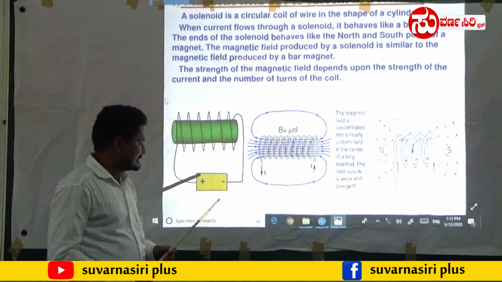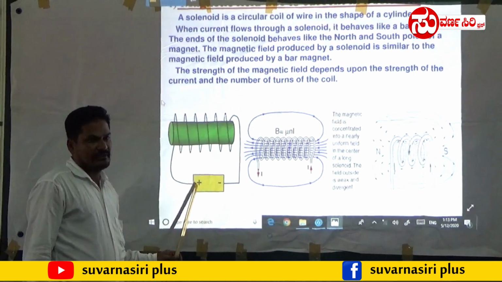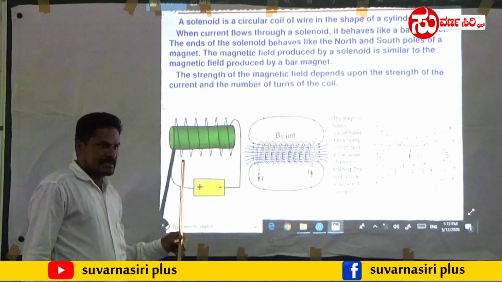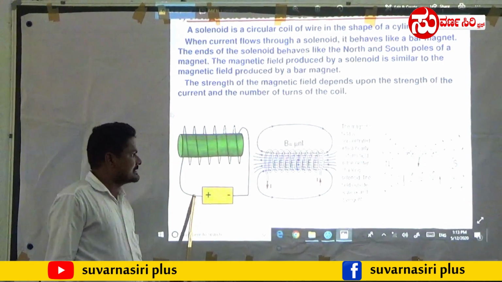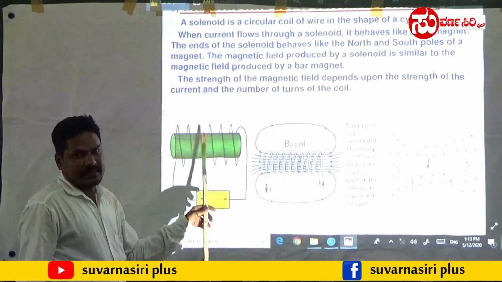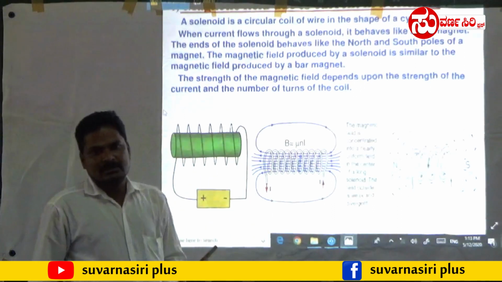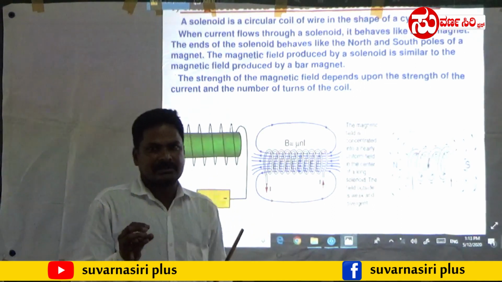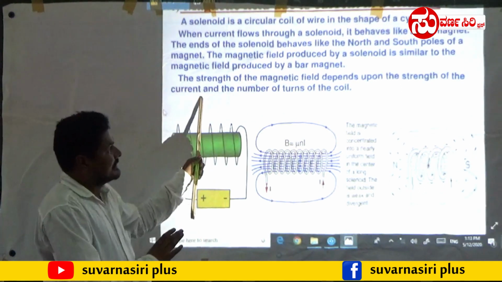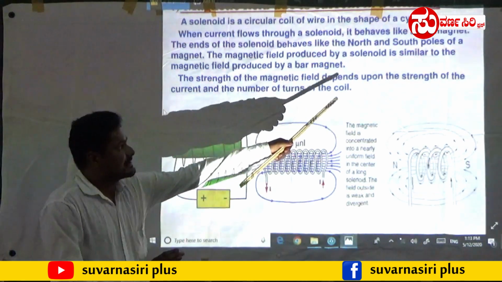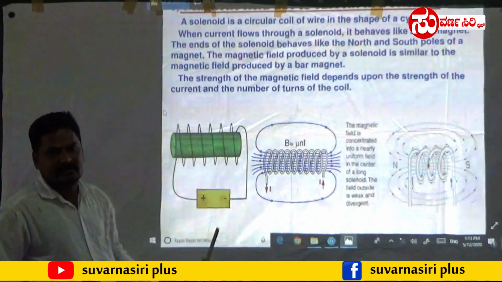Next, if I use a 5 volt battery and then a 6 volt battery, the current increases, and automatically the magnetic field also increases. So we have to learn that. What is a solenoid? It also acts as a bar magnet, and the magnetic field depends upon two things: one is the current and the other is the number of turns of the coil.